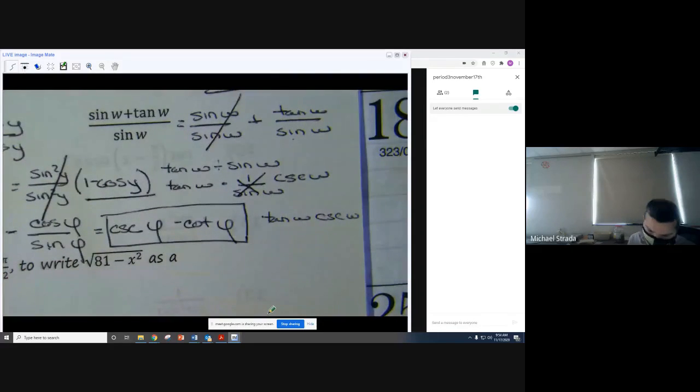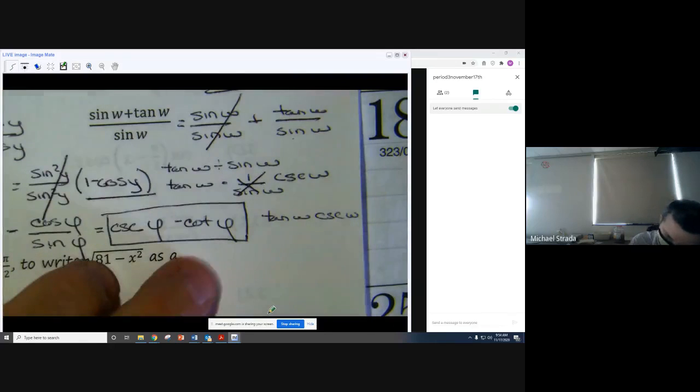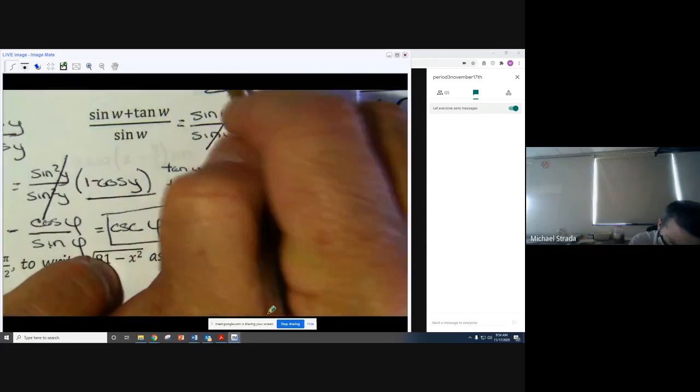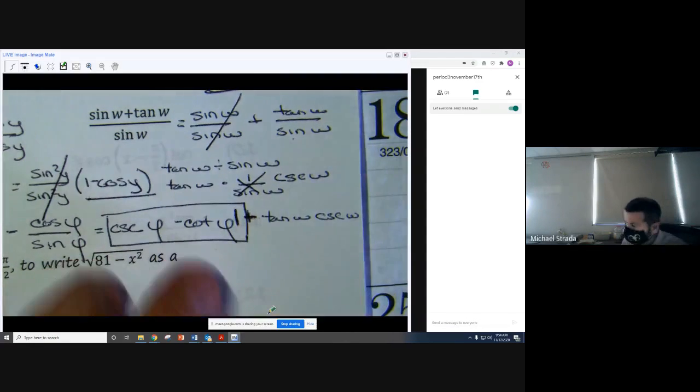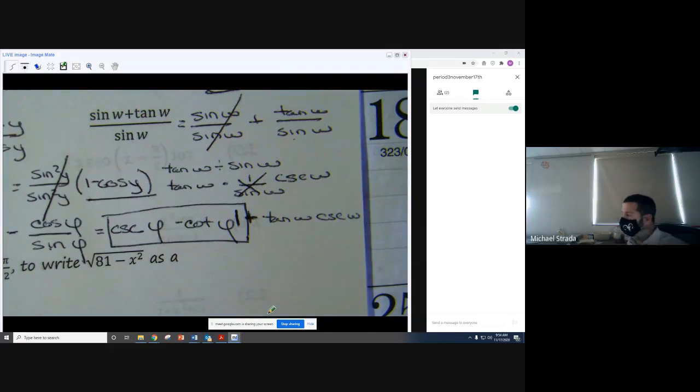Now, is that now in fraction form? No. Remember, what do we have in the very beginning, though? The 1. So my final answer would be 1 plus tangent w cosecant w. And I've met my requirements. It's no longer a fraction.